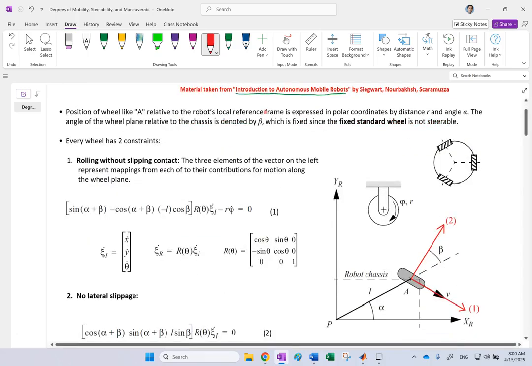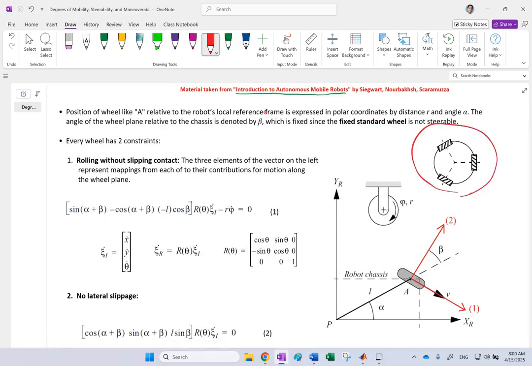So if we have a mobile robot like this and it has a bunch of wheels, and these wheels could be basically fixed wheels or steerable wheels or omnidirectional or Swedish wheels or anything like that, and you have a bunch of them on the circumference of the robot, we want to quantitatively talk about the constraints that each wheel will have on the motion of the robot.